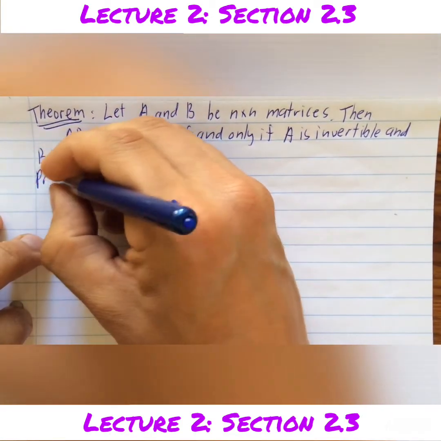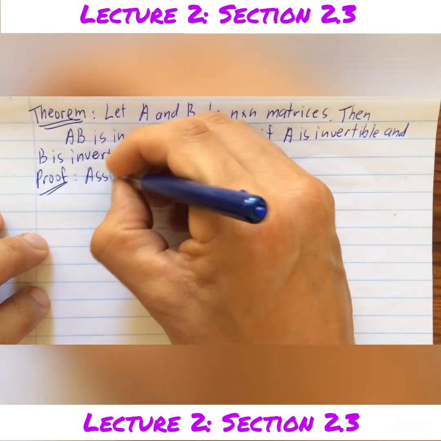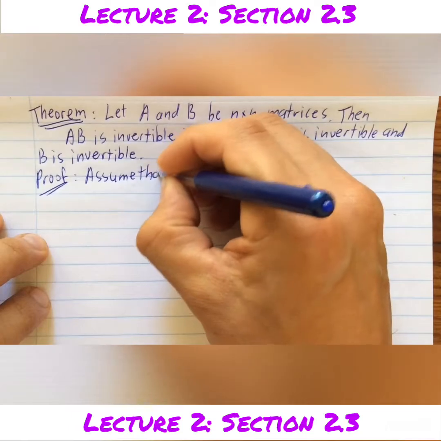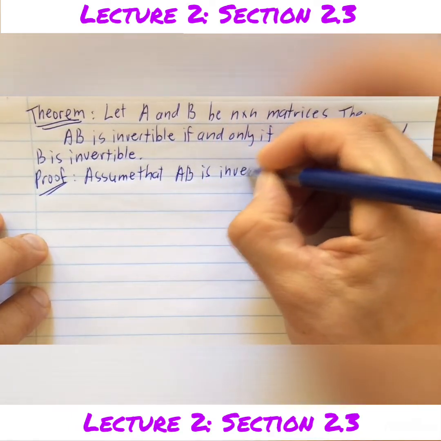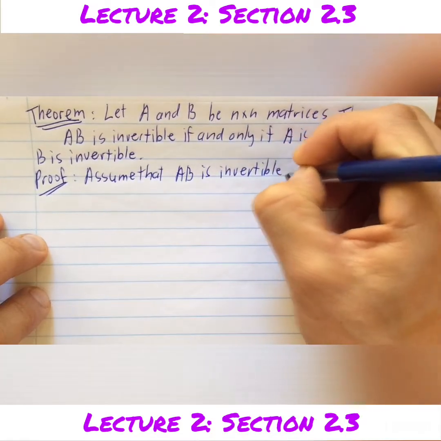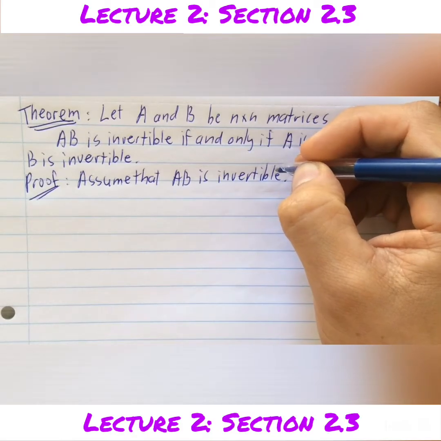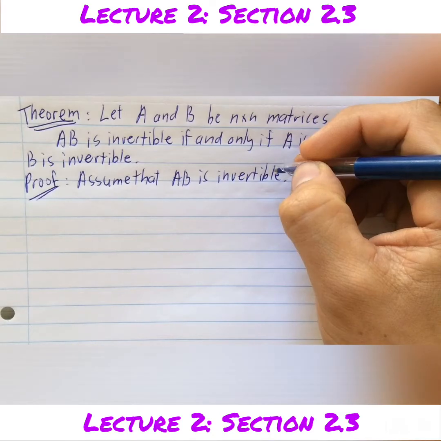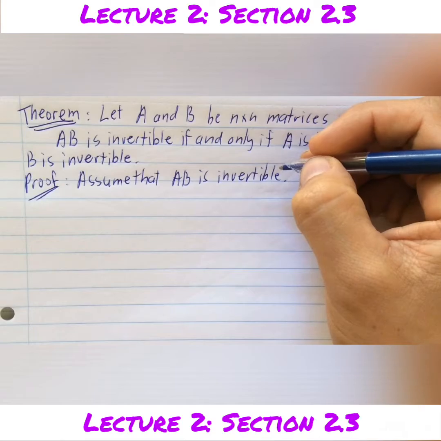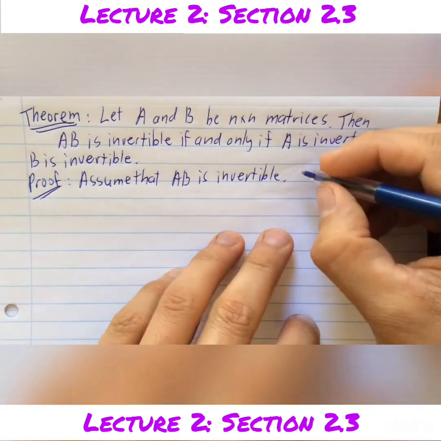So we can prove this as follows. We first assume that A times B is invertible. Now if A times B is invertible, then we can apply the equivalence theorem. I want you to go back in your notes to the points raised in the equivalence theorem. We're going to prove by contradiction. We want to prove that A is invertible and B is invertible.